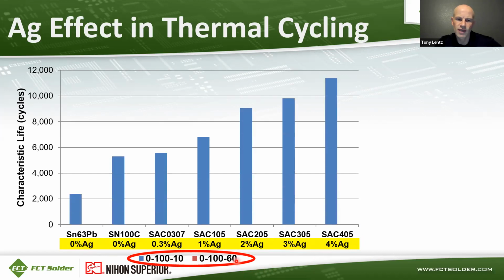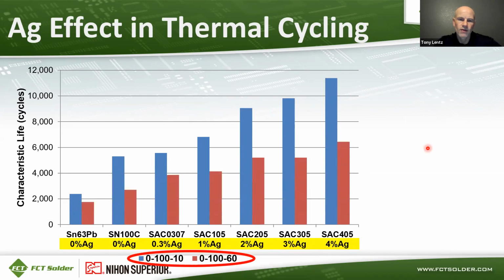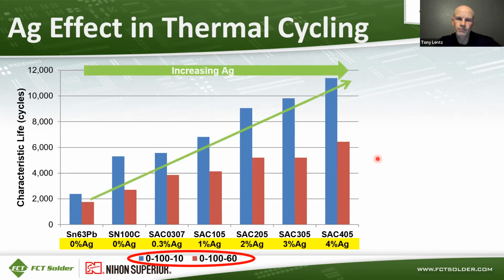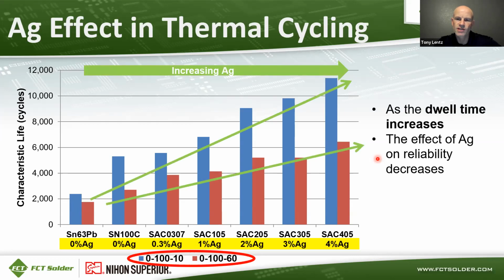So here's the data for the 10-minute dwell time. And you can see characteristic life generally increases as you go to increasing silver content. And then the characteristic lives are all a little lower for 60-minute dwell time, and they don't increase as much as you go from 0 silver to 4% silver content. So as the dwell time increases, the effect of silver on reliability also decreases.